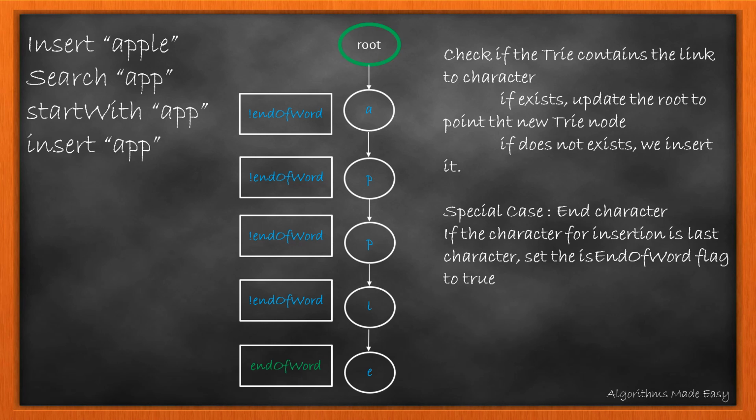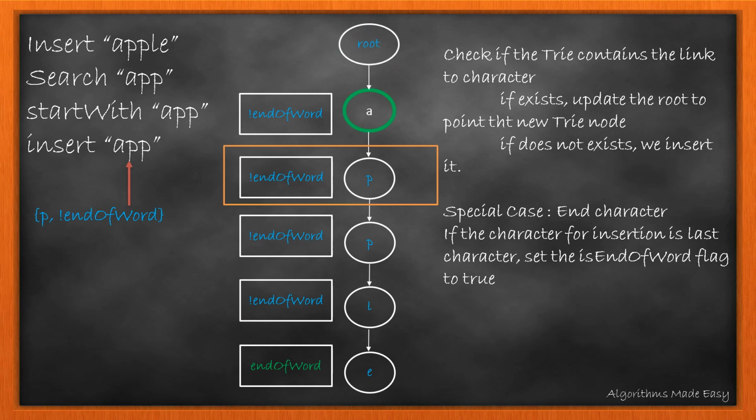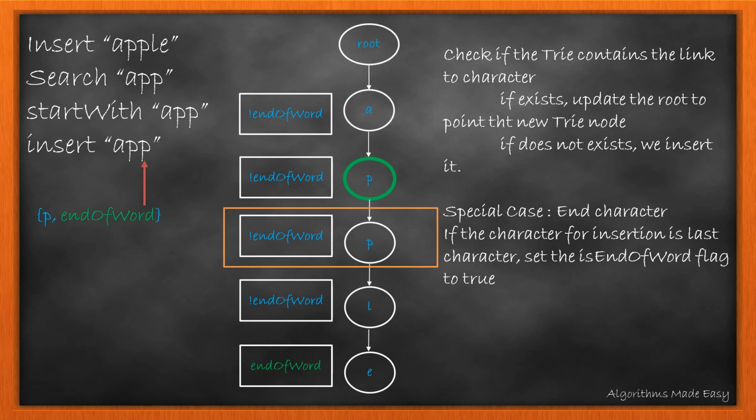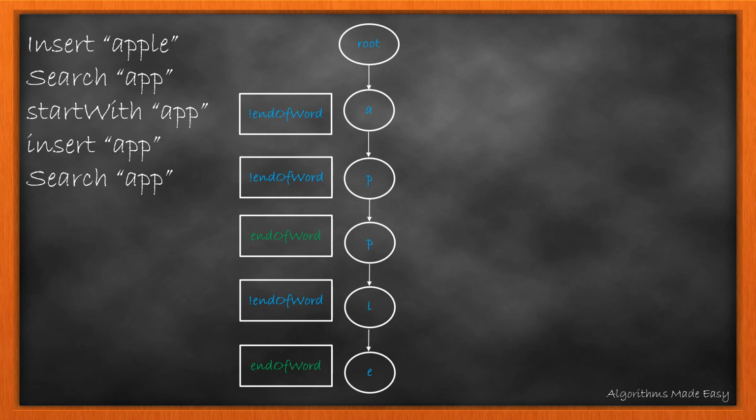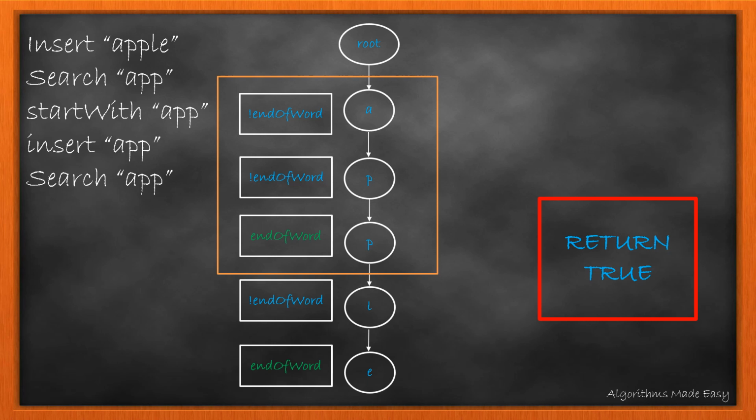Now, let's try inserting app. We start iterating through the trie to check if A, P, P is present. As we have reached the end of the input word, we will mark the isEnd of word flag to true. Now let's try searching app again. This time we have the exact word app with isEnd of word set to true for the last character P. So the program returns true.